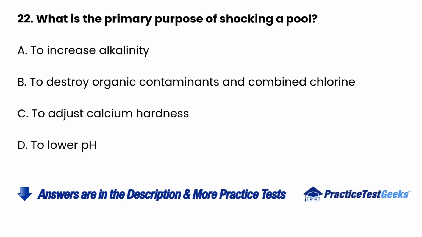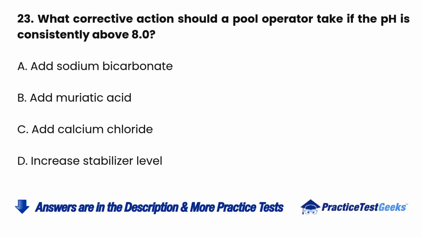22. What is the primary purpose of shocking a pool? A. To increase alkalinity. B. To destroy organic contaminants and combined chlorine. C. To adjust calcium hardness. D. To lower pH.